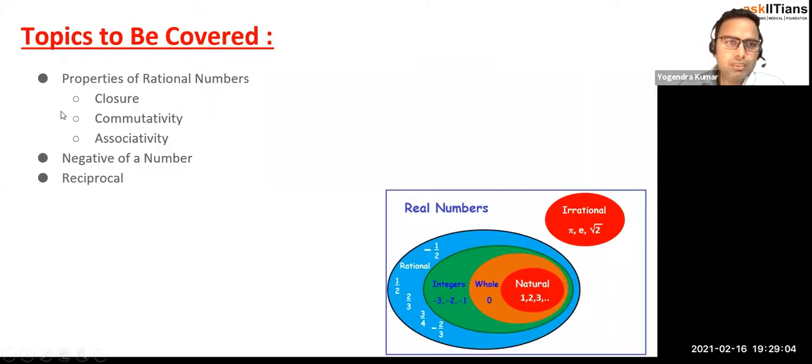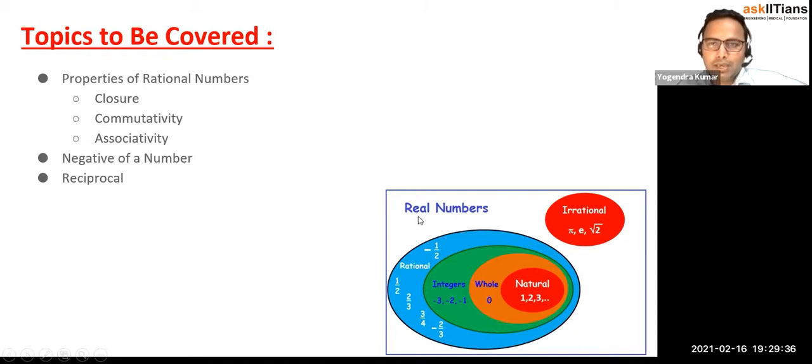So we need to see, these are the topics we are going to cover. Okay, so topics to be covered are: properties of rational numbers, closure property, commutative property, associativity, right? Commutativity, associativity. We need to see this. Negative of a number and reciprocal of a number. Pretty easy topics are there. You need to just listen to me carefully. If you listen to me carefully, you're going to remember it. Okay, no need to worry at all, right? So this is what we are going to do today, right?